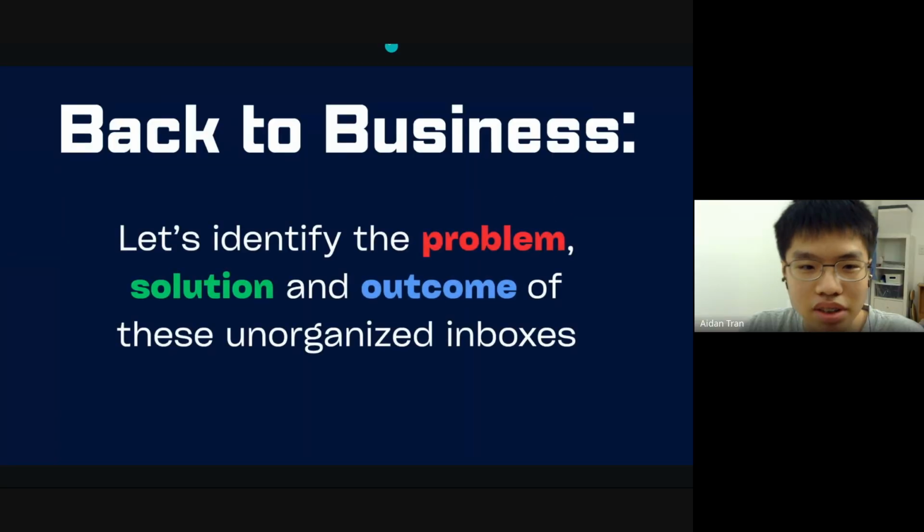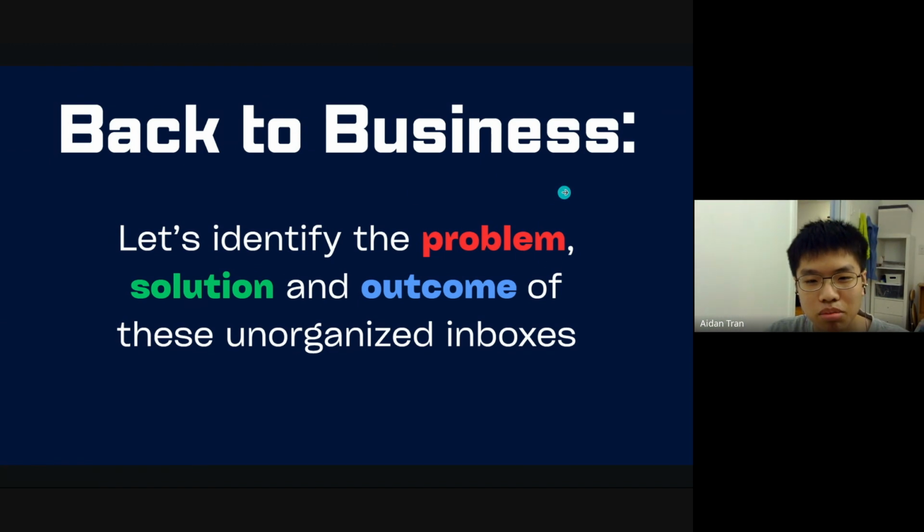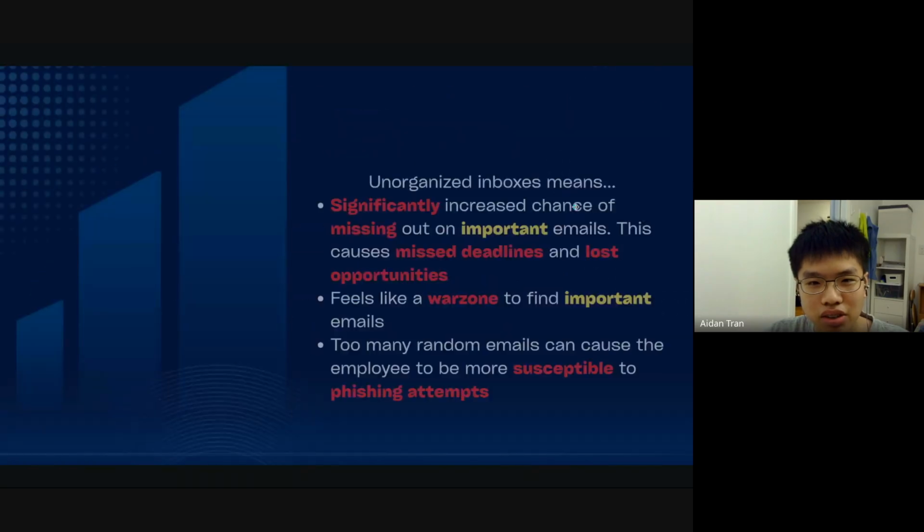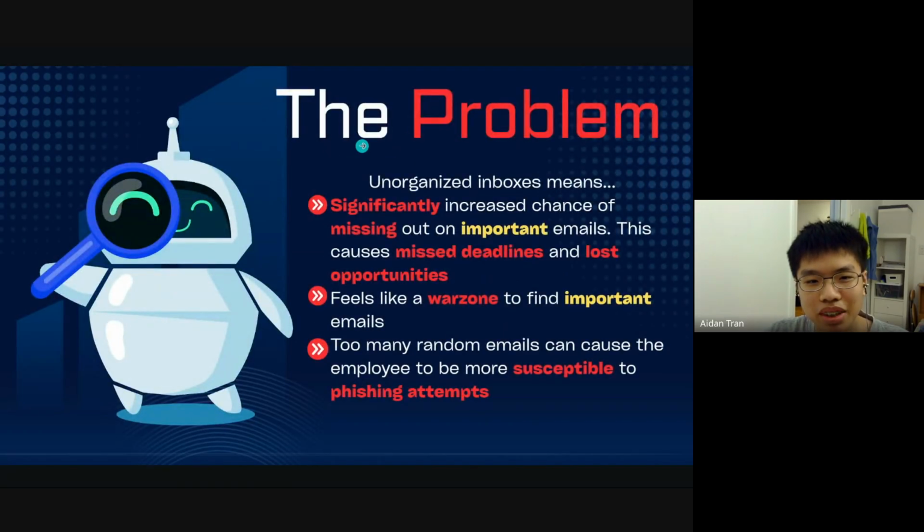Alright, let's go back to business. So now we understand what RK Jr. is experiencing. We can identify the problem, solution, and outcome of these unorganized inboxes. So here's the problem. You saw the 5 million emails. It's obviously going to feel like a war zone to find important emails.